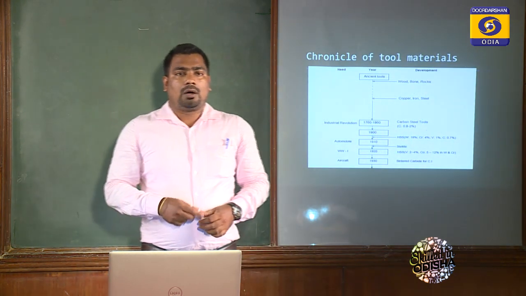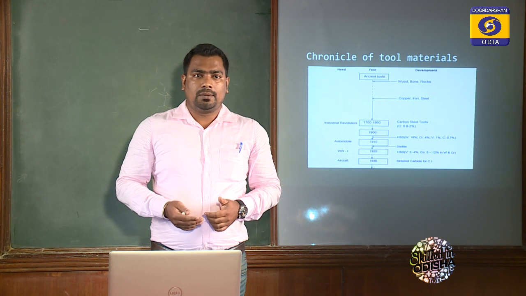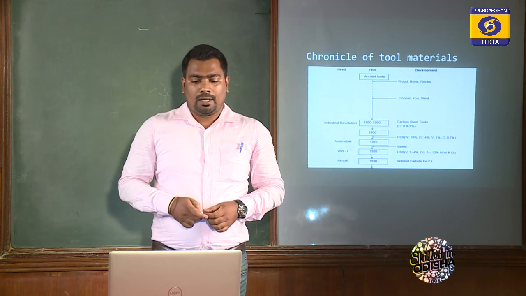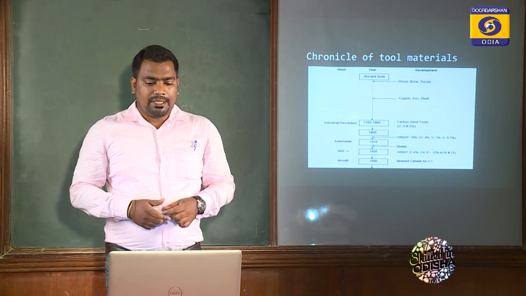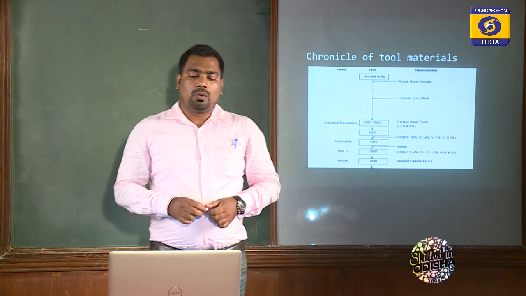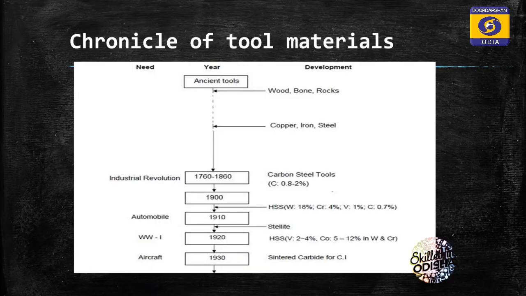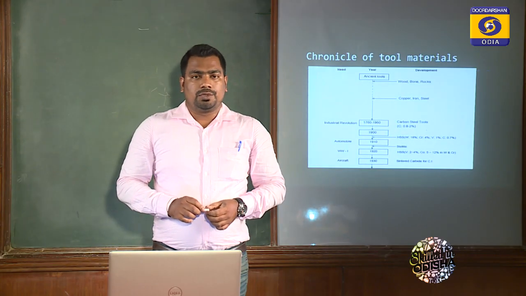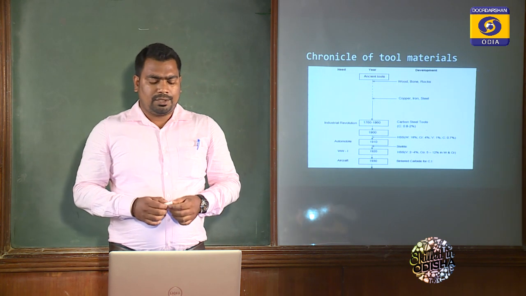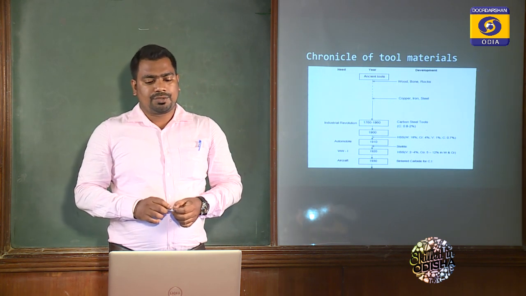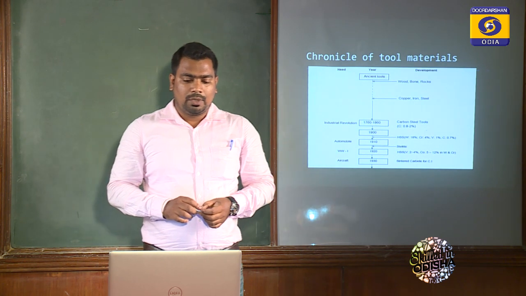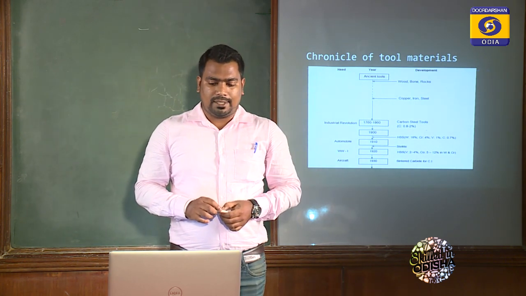So how did these tool materials evolve as time went on? As you know, in the ancient period, we used wood, bone, rocks, copper, iron, steel, etc. as our cutting tool materials. With the course of time, we invented carbon steel tools. Generally, it was invented during the industrial revolution, between 1760 and 1800.